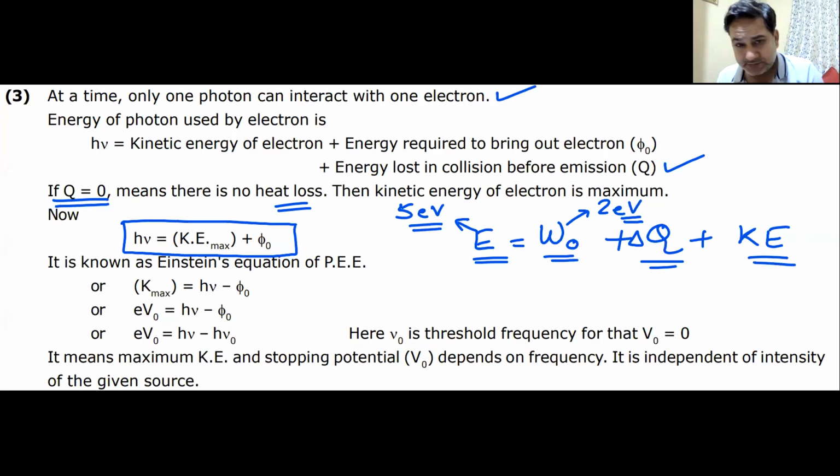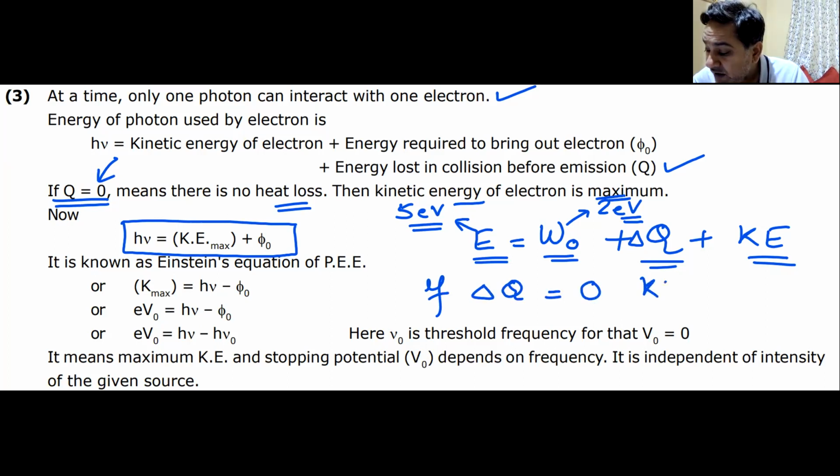Now, if there is no collision happening, then what will happen, my dear friends? If there is no collision happening, delta Q or Q is 0, the electrons which are coming out will come out with maximum kinetic energy. Do we understand this? If delta Q or number of collisions is 0, the kinetic energy of the electrons would be maximum. Do we understand this? Yes, sir.